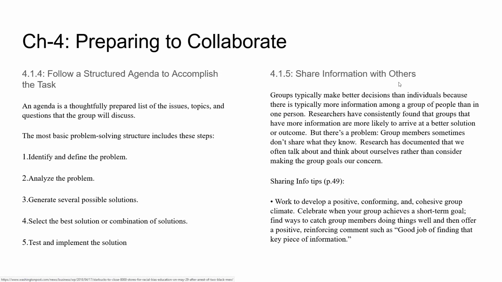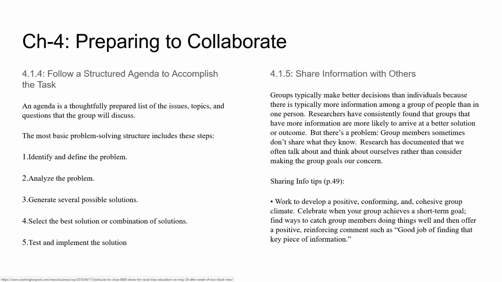So 4.15, let's share information with others. Groups typically make better decisions than individuals because there's typically more information among a group of people than in one person. More brains, the better. Researchers have consistently found that groups that have more information are more likely to arrive at a better solution or outcome, right? So information is good. More people brings more information, which is why groups are good, and that tends to make for better solutions or outcomes.